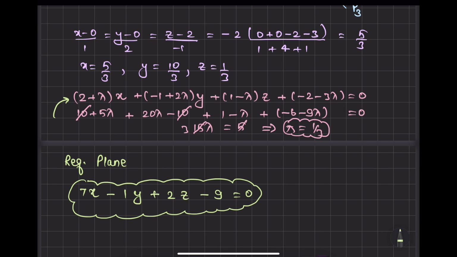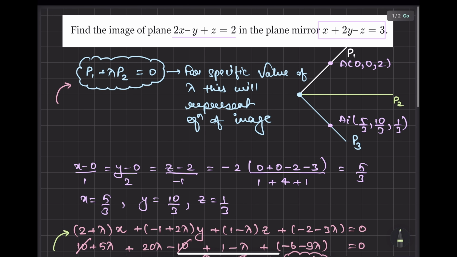Please keep this in your mind that this is the way you have to find the image of a plane with respect to a plane. I hope the idea is clear and you can handle similar situations.